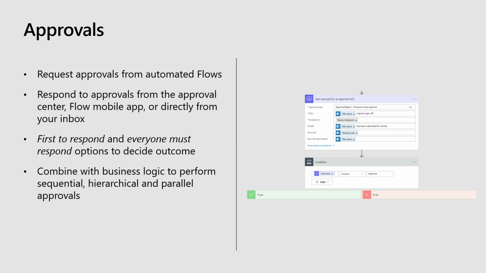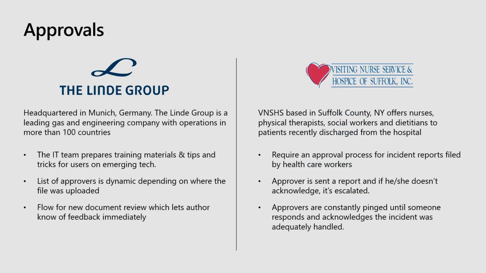You can send an approval to one person or to a list of people, and you can also decide how you resolve the decision. In some cases, it might be the first person from a group of people to respond. In other cases where you have committees or voting panels, you might need to wait for everybody to respond before deciding what the outcome of the approval is. And of course, once you have the outcome, you combine it with your business logic inside of your automated flow to take appropriate action.